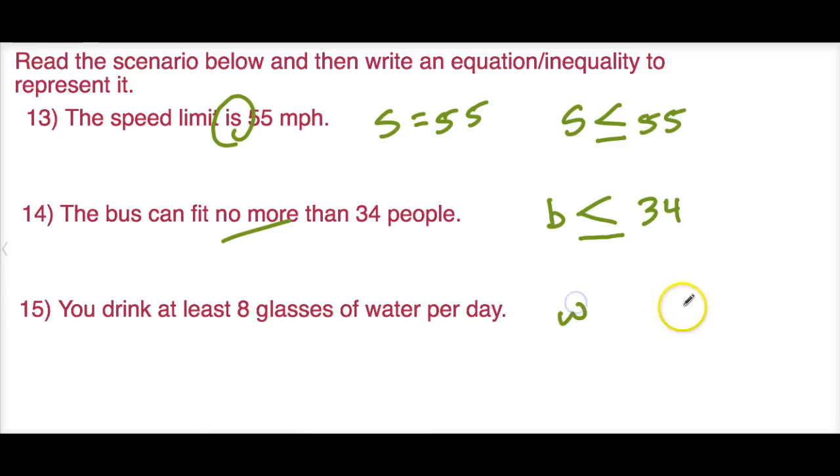And the last one is you drink at least 8 glasses of water per day. So I'm going to put a W in my 8, meaning you have to drink at least 8, which means W is greater than or equal to 8. So 8 is okay, 9 is better, 10 is even better than that. But less than 8 is not good. And that's for you too, you included. Drink more water.